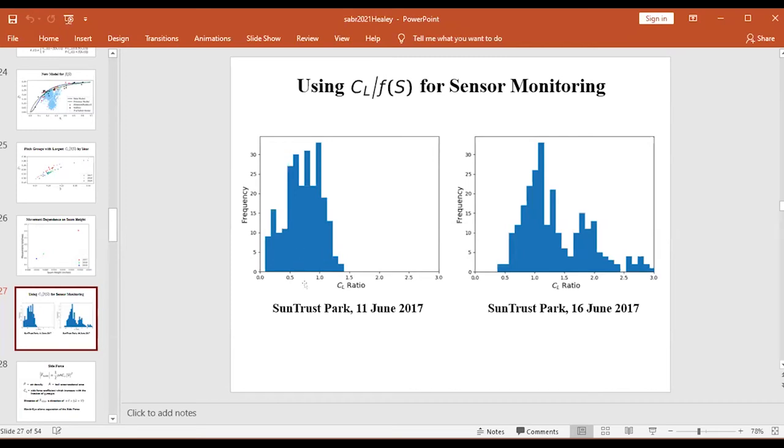And then the next game at SunTrust Park, same sensor, we get the distribution on the right. And now you see we're getting a lot of pitches bigger than 1.5. We're getting a lot of pitches bigger than 2. So you could very quickly, in real time, be computing these ratios and looking at this distribution and determine that there is some issue with the sensor in this particular game that we're showing on the right. So those are some of the things we can do with this F of S function.